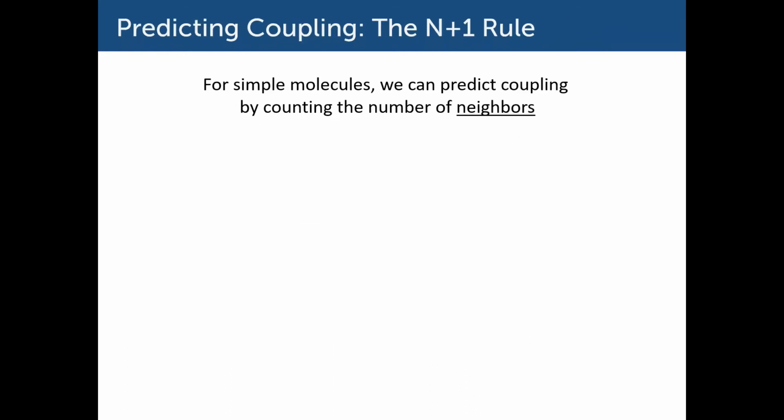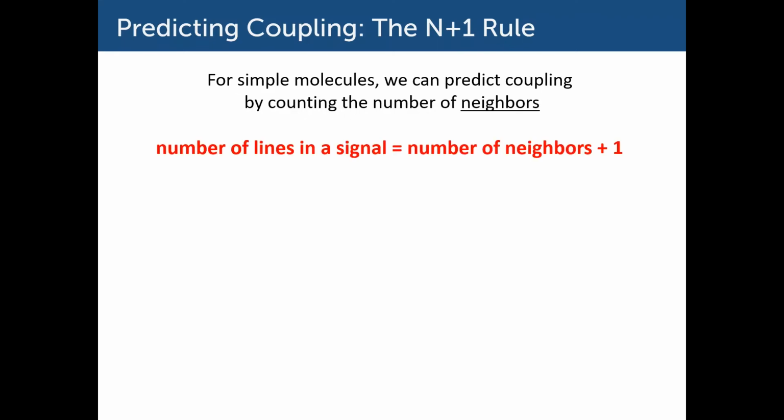Okay, so let's actually see if we can predict this so-called splitting or coupling. For simple molecules, we can typically do this just by counting the number of neighbors. And we can write a rule, which is often called the n+1 rule, where the number of lines in a signal, so think about the spectrum we saw before, we have that cluster of lines, maybe there's 2 lines for instance, is going to be equal to the number of neighbors plus 1.